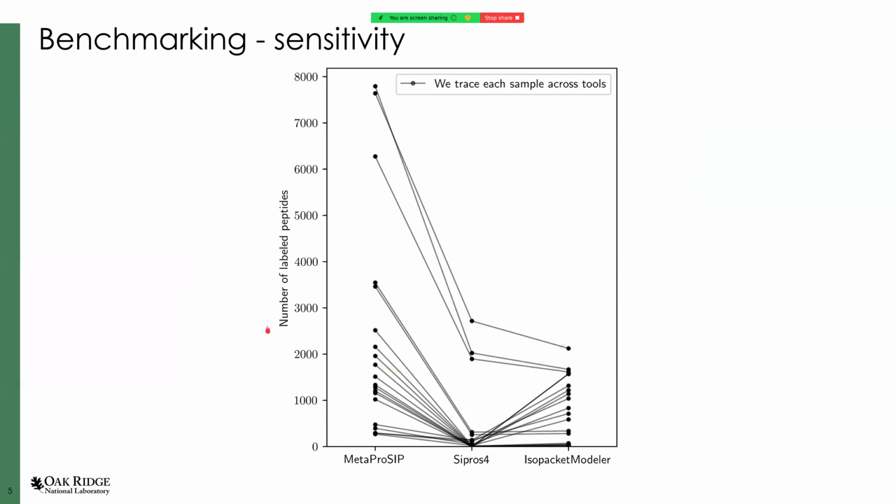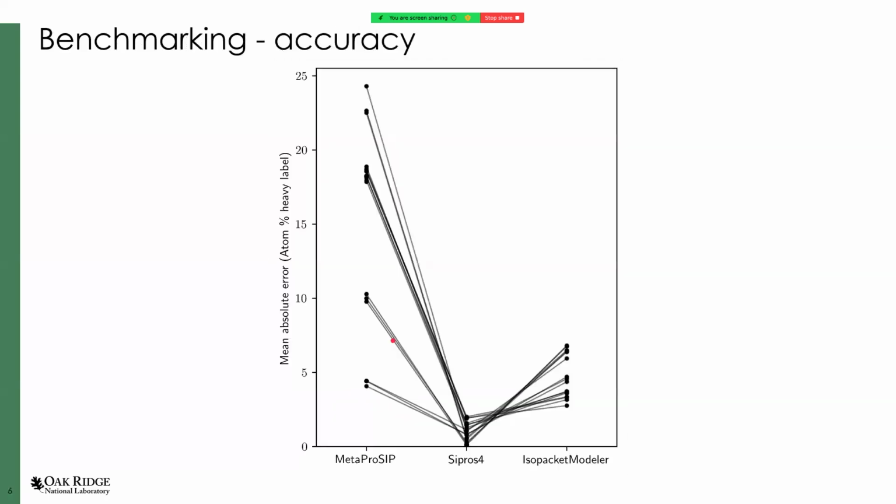This is looking at the two data sets that we just discussed. Cypros is by far the least sensitive. It identifies the fewest peptides. Isopacket Modeler is intermediate here, and MetaProSIP identifies the most peptides.